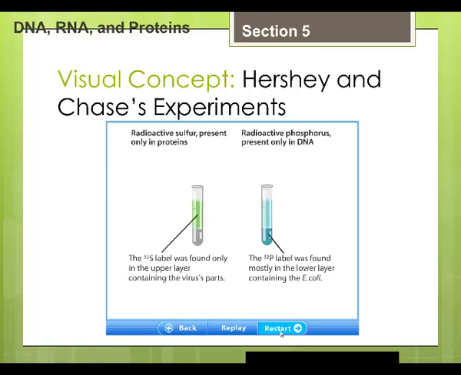So the Hershey and Chase experiment really laid the foundation for some of the later work with DNA. It ended up giving us some evidence that the genetic material that was passed from parent to offspring has to be DNA and not proteins or RNA or any other substance.